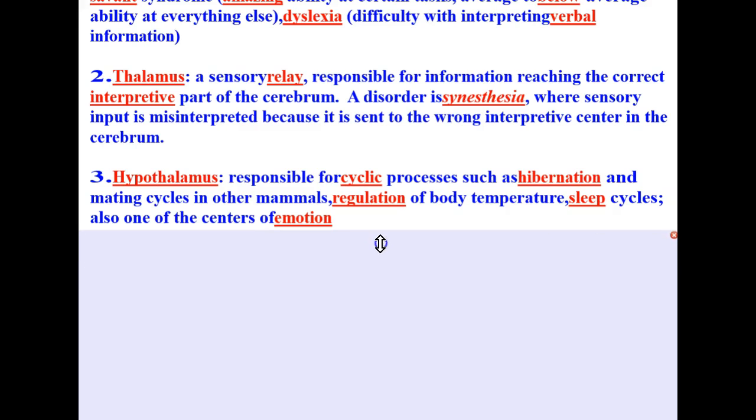The next part we'll take a look at is the hypothalamus. Hypothalamus is responsible for the cyclic processes such as hibernation and mating cycles in other mammals, regulation of body temperature, sleep cycles, and also one of the centers of emotion.